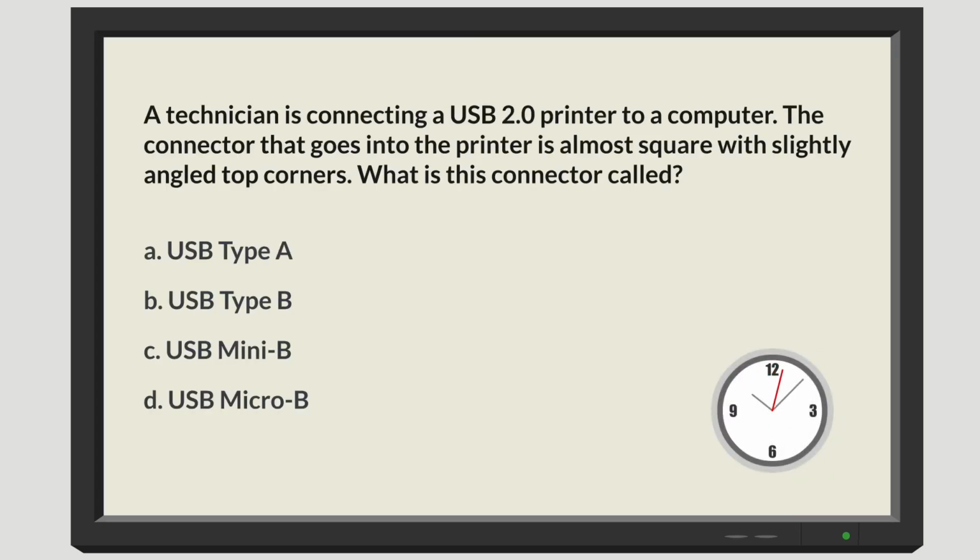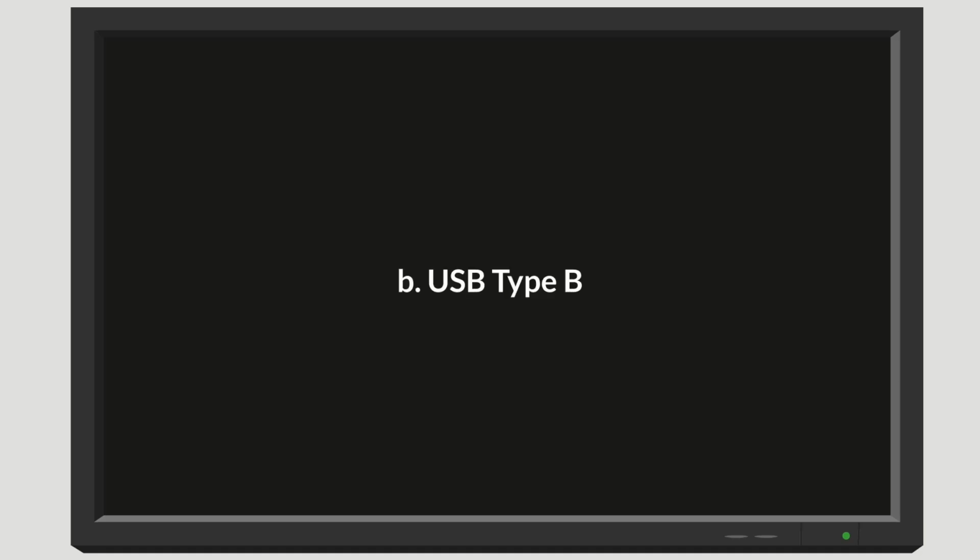When connecting a USB printer, the connector that plugs into the printer is almost square with slightly angled top corners. What's it called? Your options are USB Type A, USB Type B, USB Mini B, or USB Micro B. The correct connector for most printers is USB Type B.